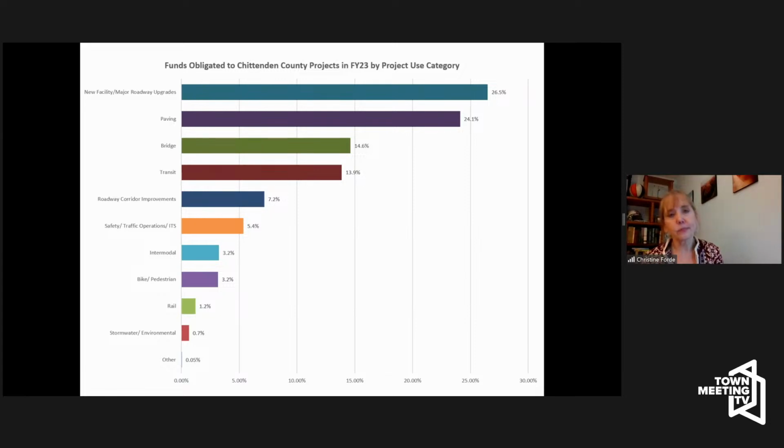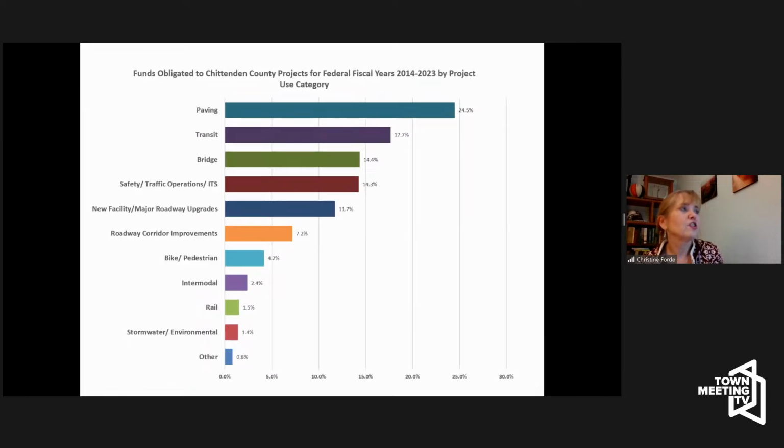Looking at it by categories, as we talked about, one way we look at it, the highest category in this 1 year period was the new facility major roadway upgrade, because of those projects that we talked about, followed by paving. This is not really the typical funding profile that we have in Chittenden County. Typically, paving is always number one. Well, always except last year, but paving is typically where most of the money is spent, 24.5%. Transit is often the second number, and it's 17.7%. This is the period of 2014 to 2023.